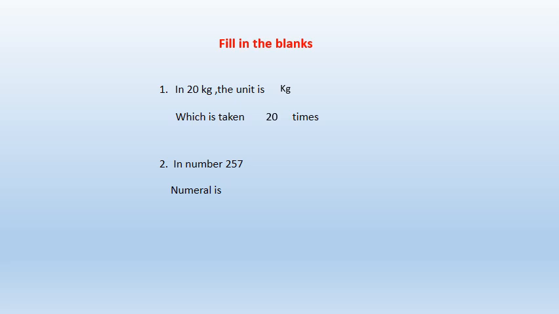Second one, in number 257, what is numeral here? Numeral represents the same given number. So what is your number? 257. So your numeral is 257. The next is numeration. What is numeration here? Numeration represents the number in words. So here we are going to write down in words. See, in the number 257, numeral is 257 and numeration we have written in words.